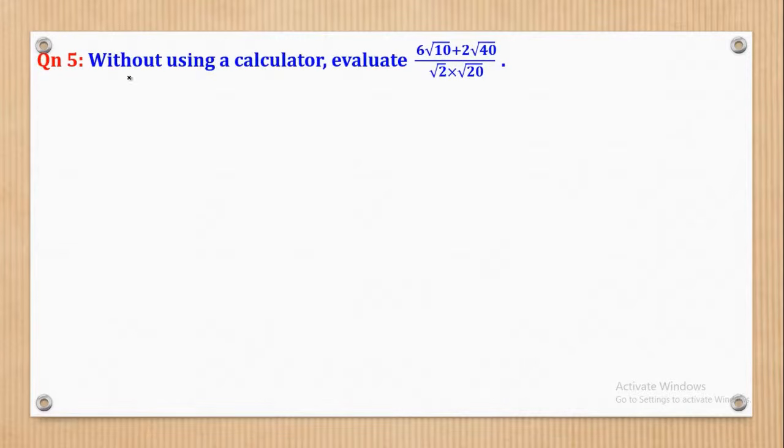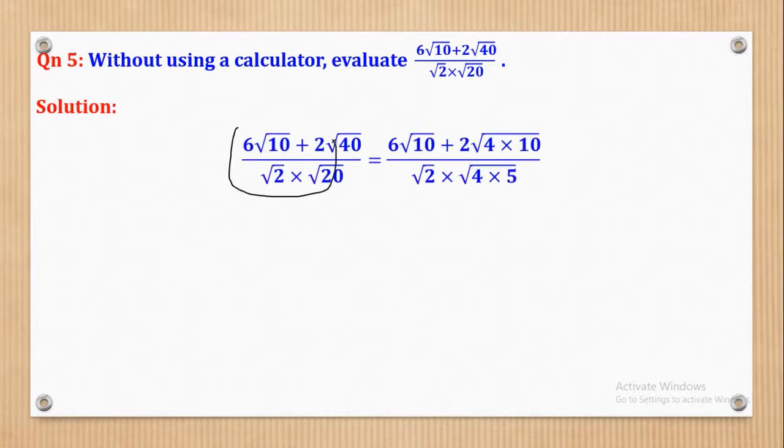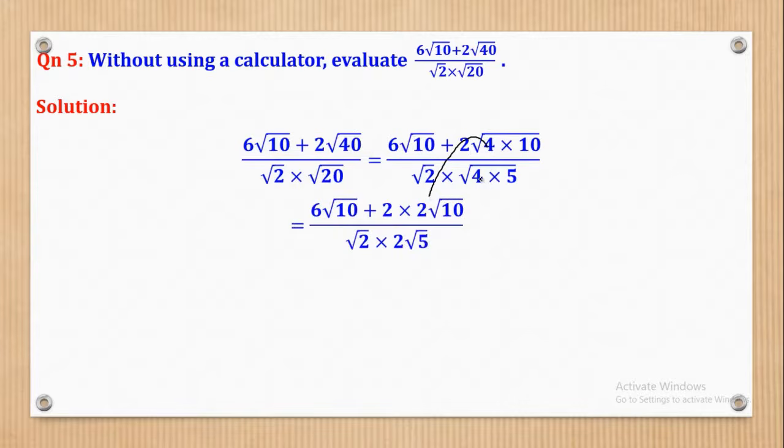Then question 5, without using a calculator, evaluate this. So when they say without using calculator, it means that they want to see the laws of surds being applied. So this is what is given. This will be maintained, but this 40 is the same as 4 times 10, and this 20 is the same as 4 times 5. Therefore, square root of 4 is 2, that's why you see 2 there. Square root of 4 is 2, that's why you see 2 there. So this is 6 plus 4, which is 10, and this is 2, which is there, and this times this gives you root 10, which is there. Now this can cancel to remain with 10 over 5, which is 10 over 2, which is 5.